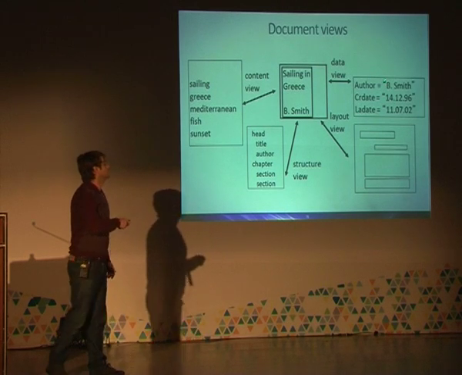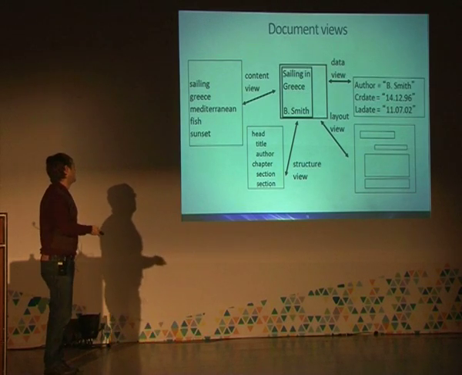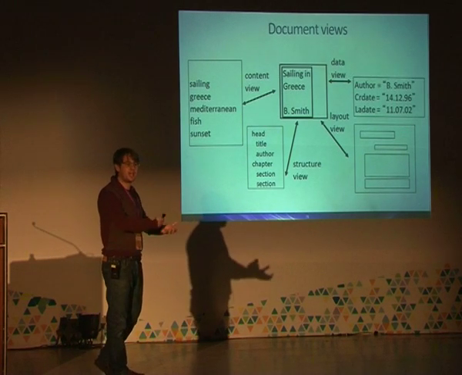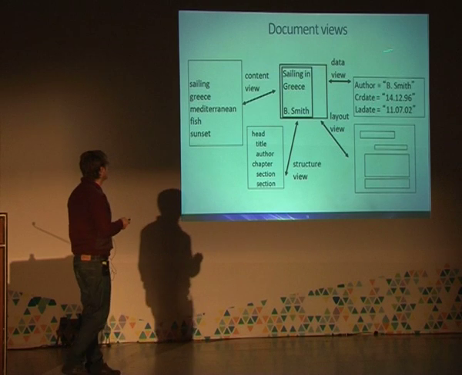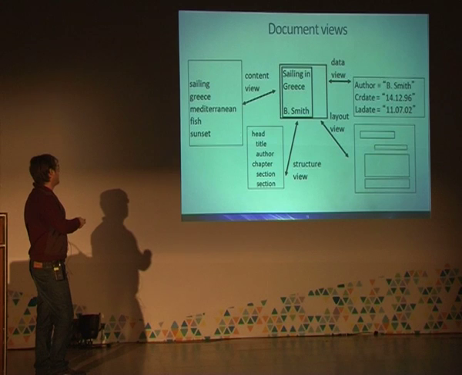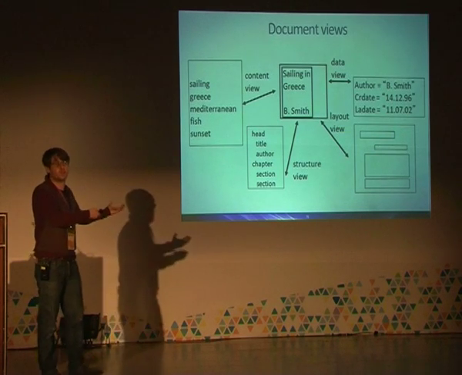There's the data view. This is more like the author, the creation date of the page, the last time it has been updated. More like a database style kind of view of the page. There's also the structure view, right? What is the head of the page? What is the title? Who is the author? You have chapters, you have sections, if it was a book, for instance.